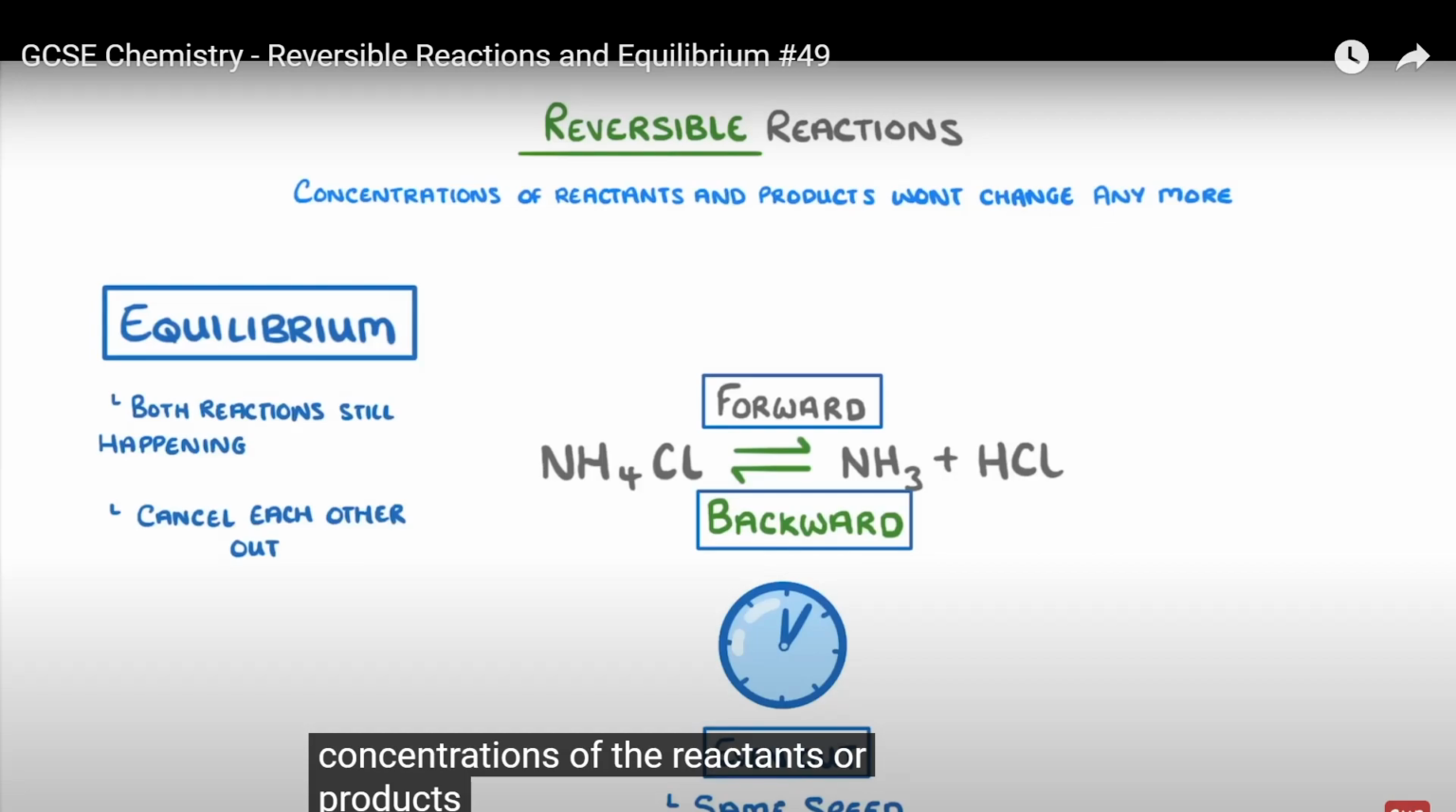Dynamic. Okay, what does dynamic mean? Moving or changing. What's happening? Reactants are changing into products. Products are changing into reactants. But overall, is the concentration of reactants changing? No. Is the concentration of products changing? No. Okay.